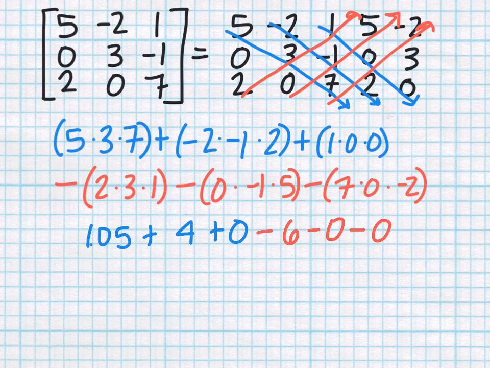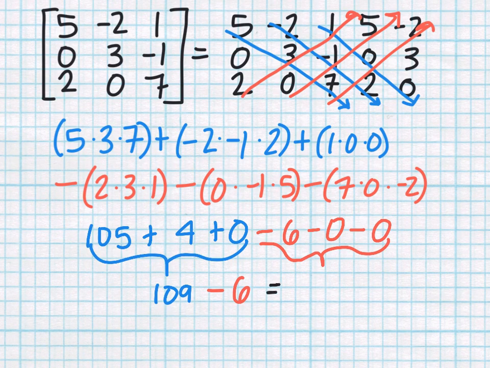So these three together should give me 109 minus these three together is going to be just 6. So 109 minus 6 tells me the determinant of this is 103.